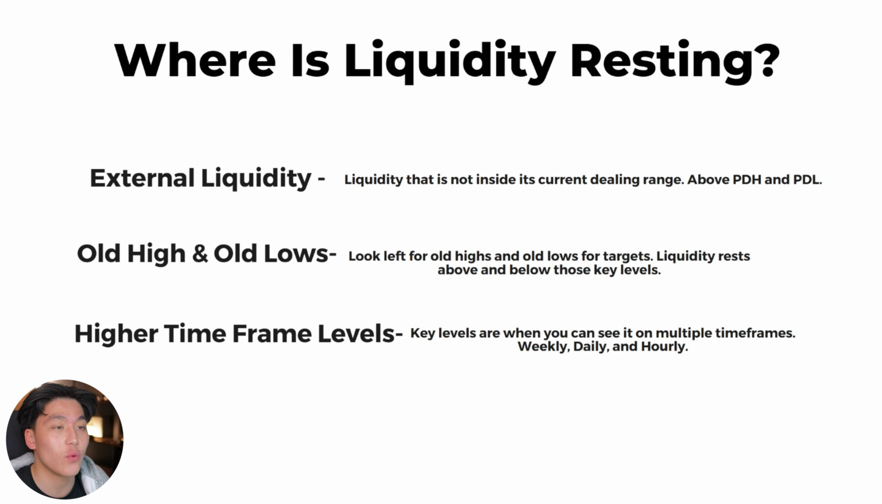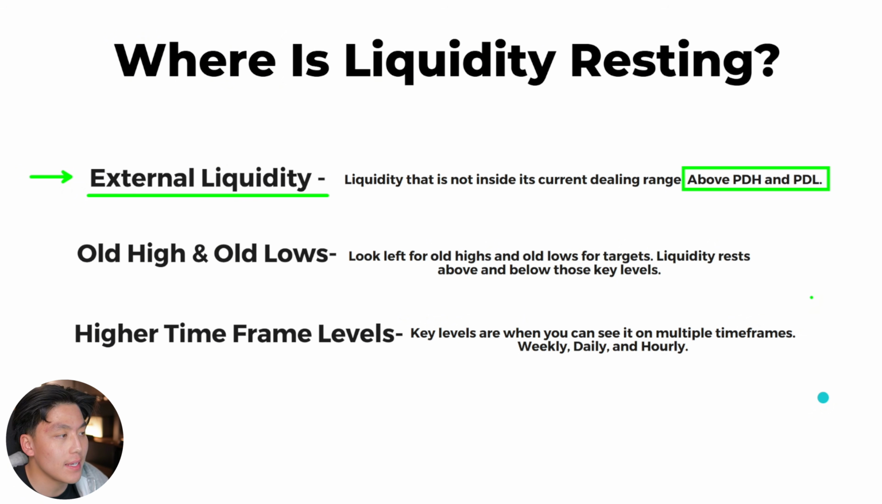So where is liquidity resting in the markets? Liquidity can come in two forms: internal liquidity and external liquidity. What we're going to be talking about is external liquidity, which is liquidity that is not inside its current dealing range. So I consider anything external that is above or below your previous day's highs and lows. If we're above those levels or below your previous day's lows, then we're looking for external liquidity. If we're inside the range, then we're looking for internal liquidity.